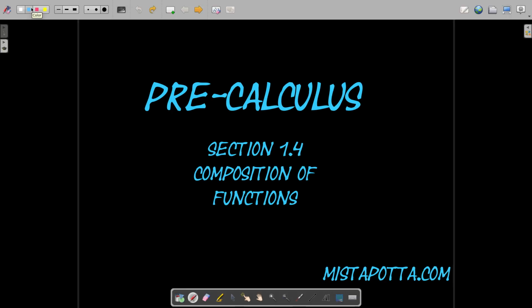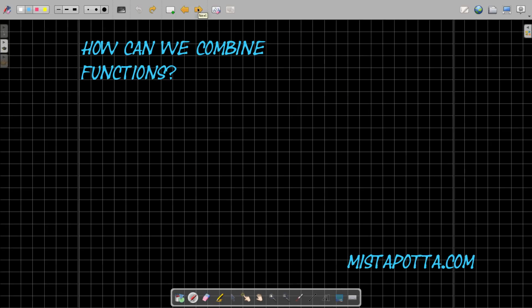In today's lesson, we're going to be talking about compositions of functions. Now, when we compose functions, what we're actually doing is putting two functions together. So I want to start off with some ways that we can combine functions. One way that we can combine two functions, f of x and g of x, is by adding their components together.